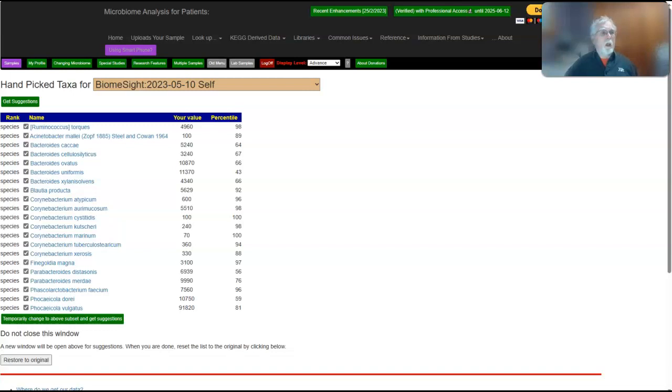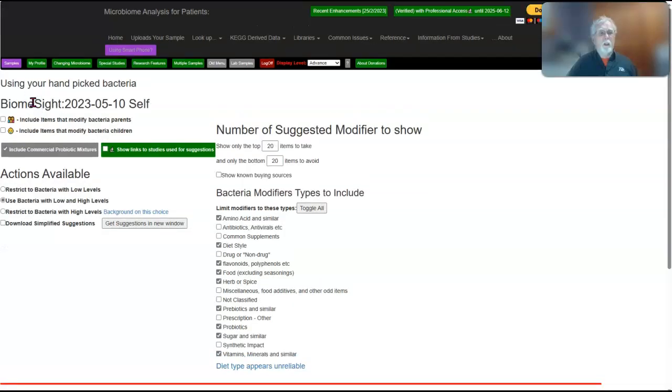Same concept. So all I have to do now is click here, get suggestions, and now we can go down here and go for antibiotics, and we can actually do the whole kit and caboodle if we feel like it. We use high and low level, actually restrict to high levels, which probably doesn't make much difference. So I'm just sort of tossing the kitchen sink at the issue.